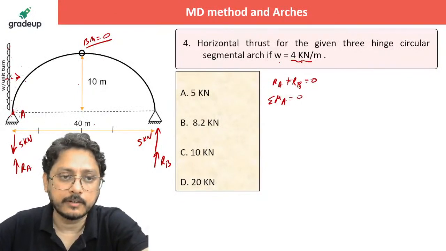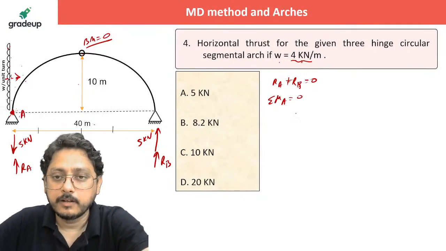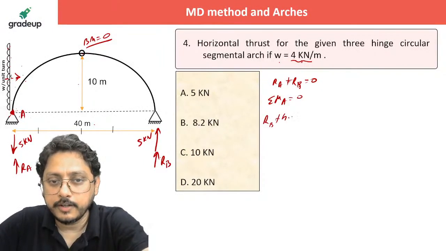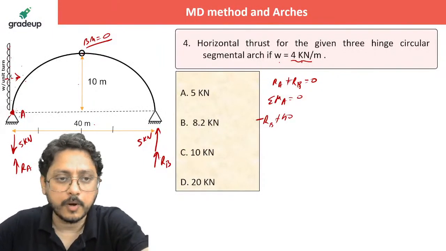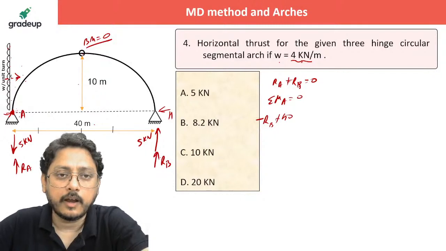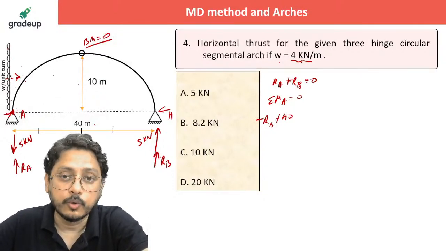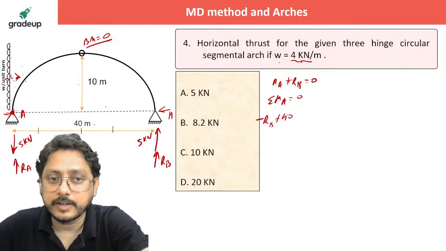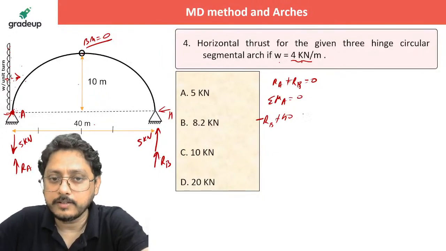How much will we be getting? Summation of moment at A. So RB into 40 is rotating anti-clockwise, minus, no problem. Then the horizontal thrusts are passing through this point only, so don't consider them. And there is a load, 4 into 10, that is 40. 40 is acting at 5 distance. So 40 into 5 is rotating once again clockwise, so plus 40 into 5 equal to 0.